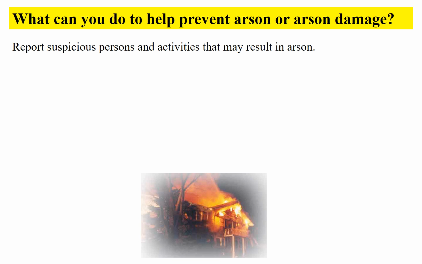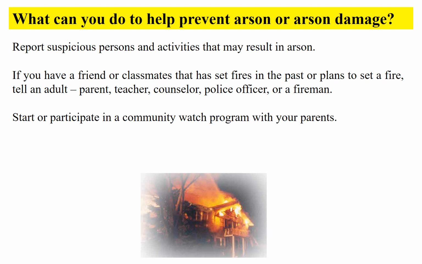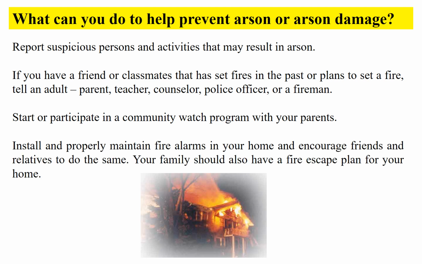First, you can report any suspicious persons and activities. If you have a friend or classmate that has set fires in the past or plans to set a fire, tell an adult, parent, teacher, counselor, police officer, or fireman. Let's get them help. Let's help them not do it again. Start or participate in a community watch program with your parents, watching for fires. And install and properly maintain fire alarms in your house and encourage friends and relatives to do the same. You should also have a fire escape plan for your home.